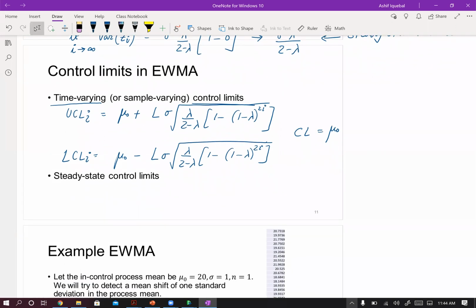And when it talks about the steady state control limit, that's when i goes to infinity. So when i goes to infinity, you have UCL and LCL equal to mu naught plus or minus L times sigma square root of lambda divided by 2 minus lambda, right? The second term inside the square root is just 1.